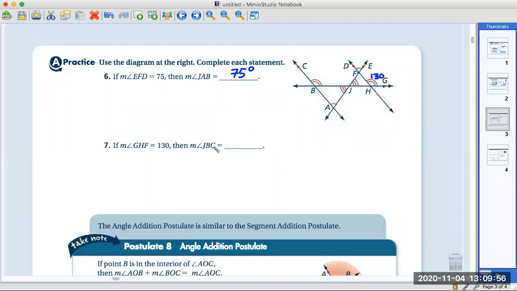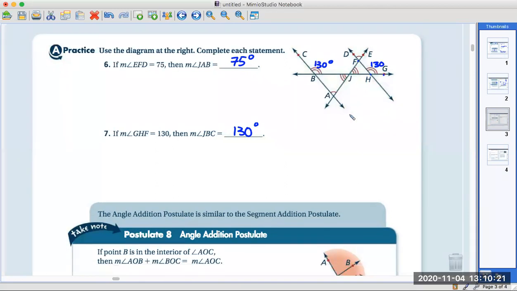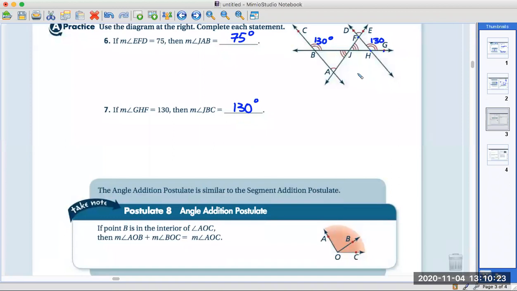What is JBC? JBC, that's this angle, has the same bows, so it's the same measure. So it's also 130 degrees. Okay, so that's the markings. The markings, how to mark your diagram or how to read it, is important.